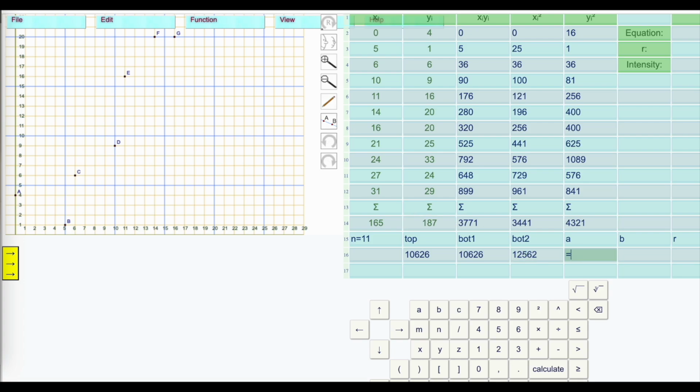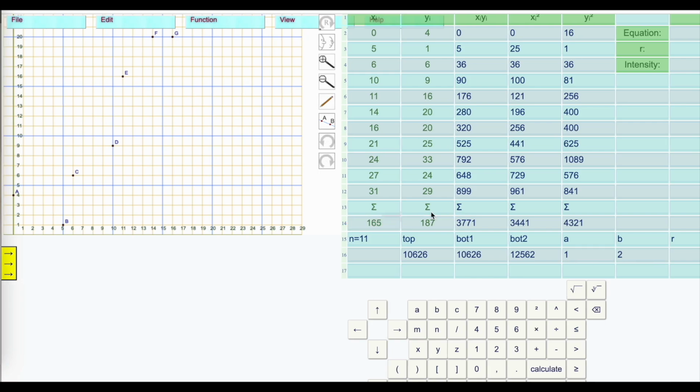The a is the top divided by the bottom 1, which is 1. The b is the sum of the y's, take away the a times the sum of the x's, all divided by n, which is 11. So the b is 2.